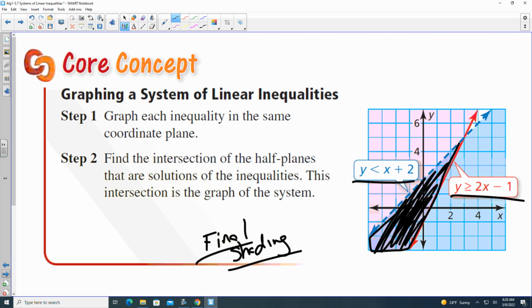And that's really what we're looking for. We're looking for that final shading, all right? It's nice that we have an indicator of what is red, we have an indicator of what is blue, but in reality, we're trying to find the overlap. We want to find that overlap.